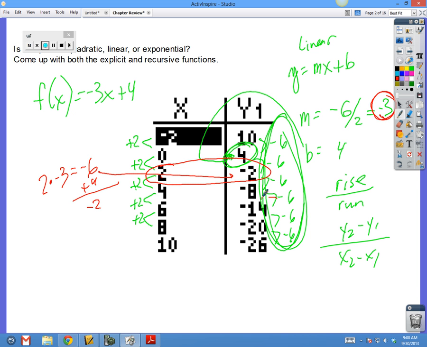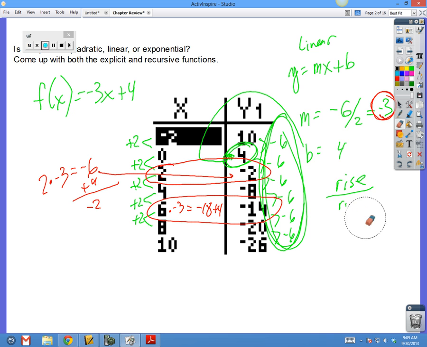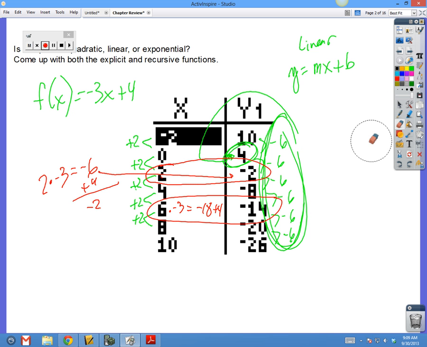So let's try it with another pair. What is 6 times negative 3? You're at negative 18. Is negative 18 plus 4 really going to end you up at negative 14? It does. So that is your rule. Okay, the recursive. The only hard recursive is those quadratics. The linear recursive is pretty slick.